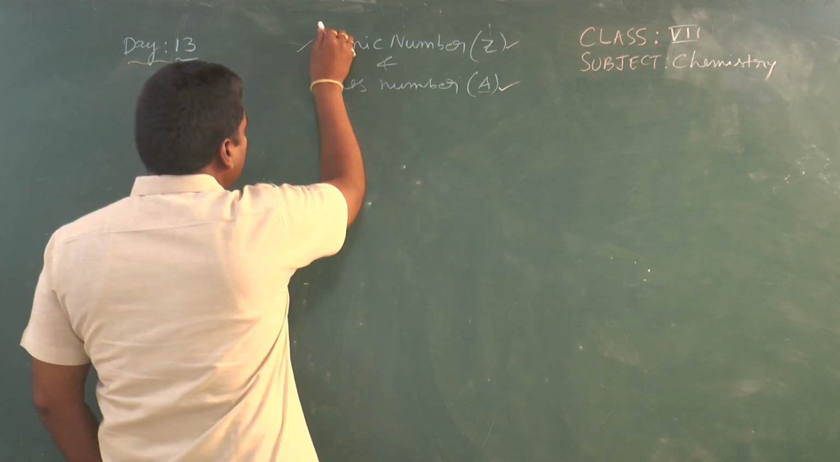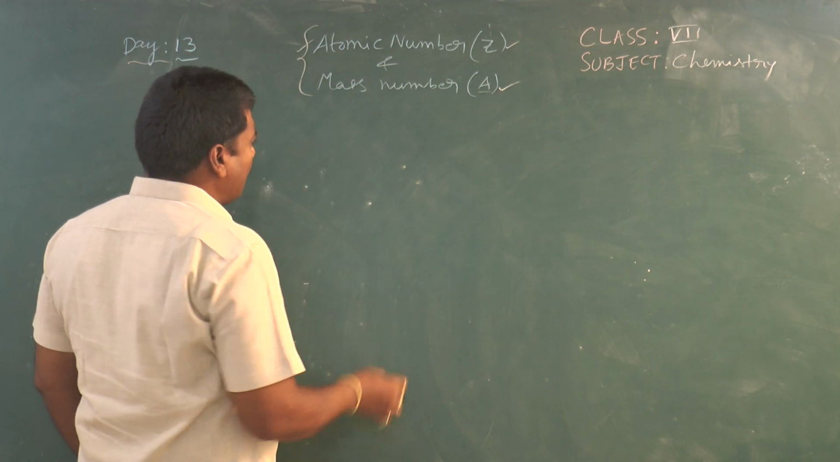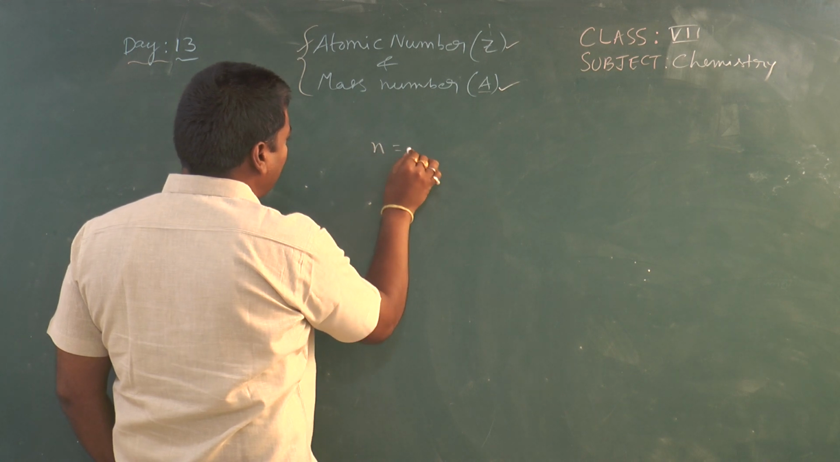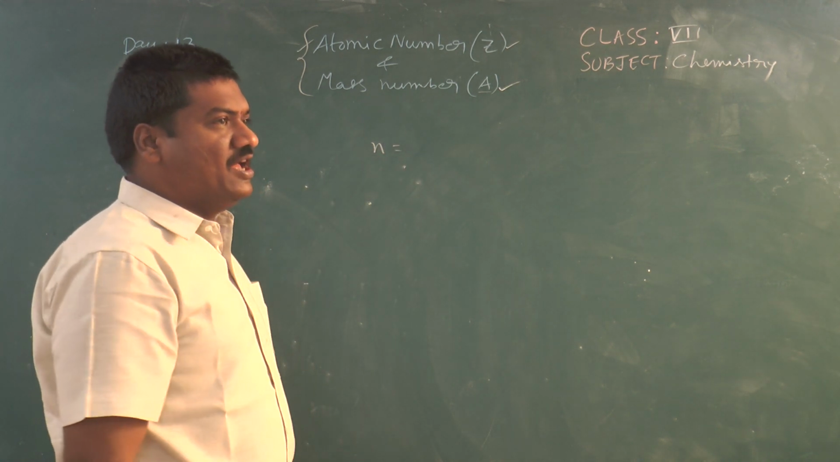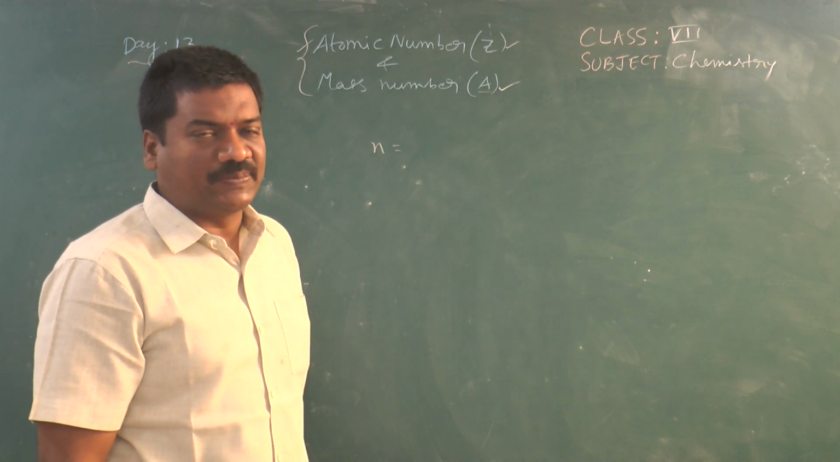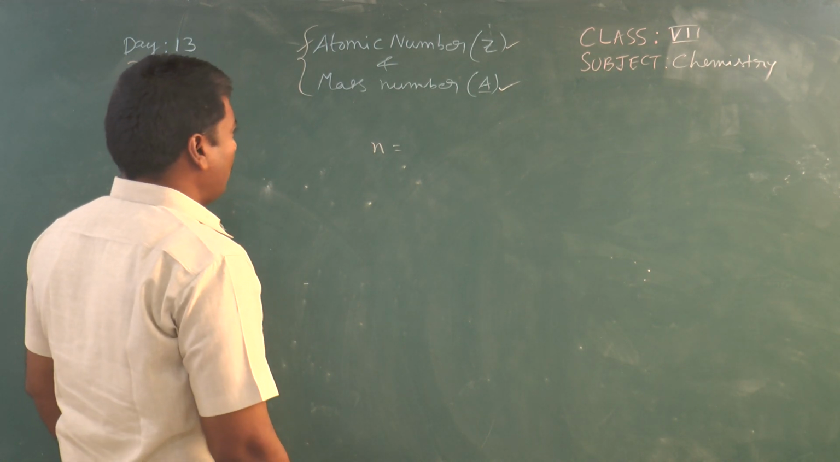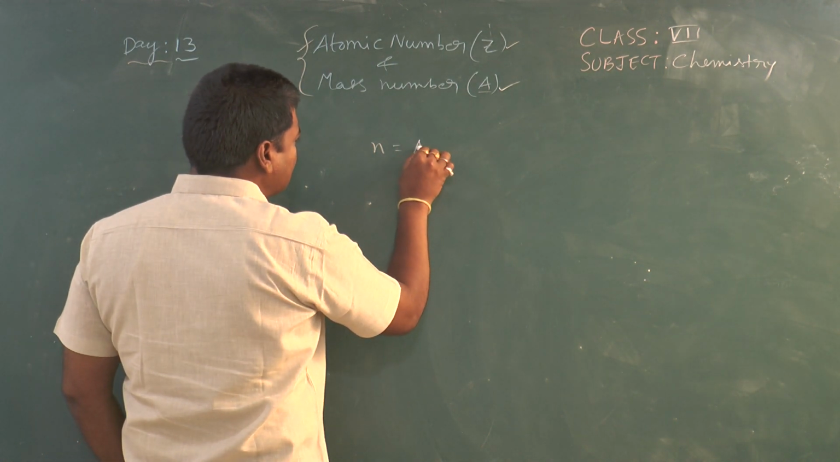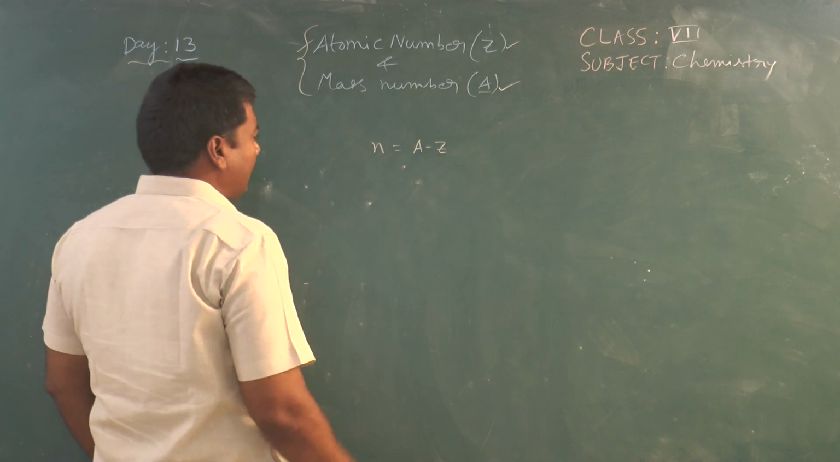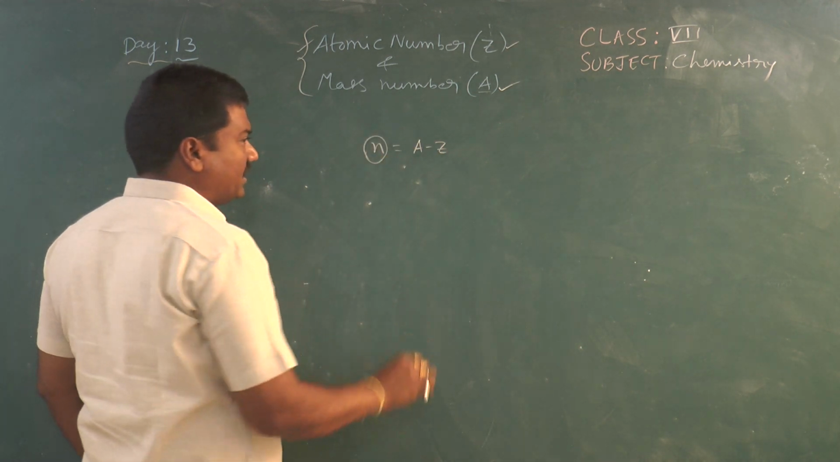By using these two, I can calculate the number of neutrons present in whatever element it is. For that element, we can calculate how many neutrons are present by using the simple formula A minus Z.